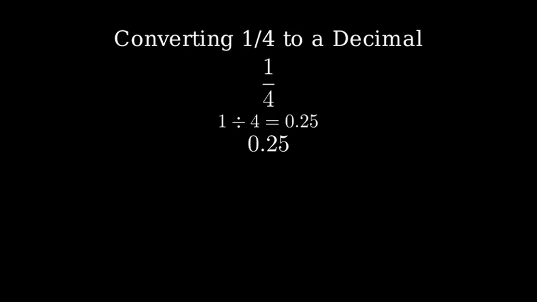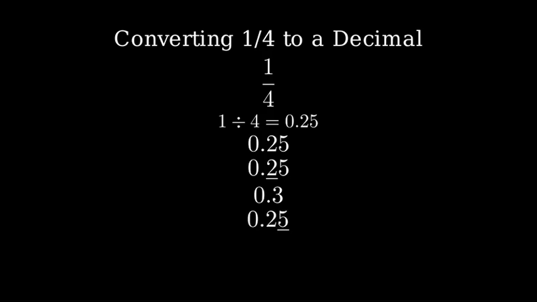Now, let's round this to different decimal places. First, let's round to the tenths place. The tenths place is the first digit after the decimal point. In this case, it's 2. Since the next digit, 5, is 5 or greater, we round up, so 0.25 rounded to the tenths place is 0.3.